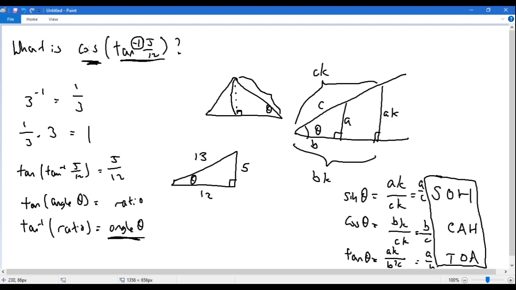And we want to say, what is the cosine of this angle? Now, tangent inverse of 5/12 gives you back the angle. So then cosine of that angle. Cosine is adjacent over hypotenuse. Adjacent is 12. Hypotenuse is 13. So we get 12/13. And that is our answer.